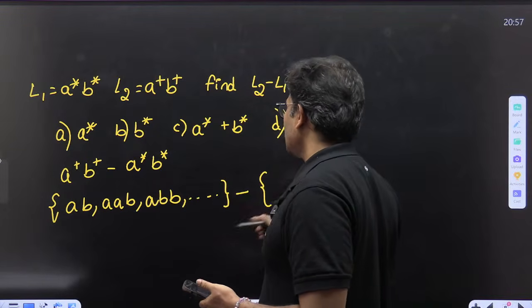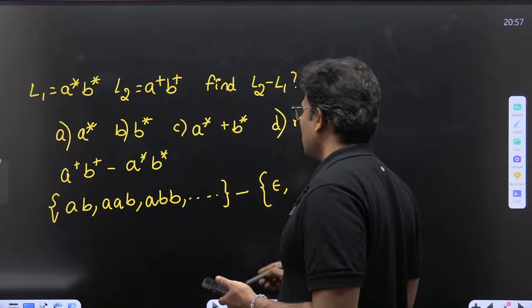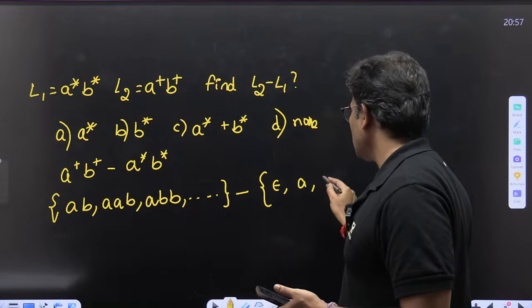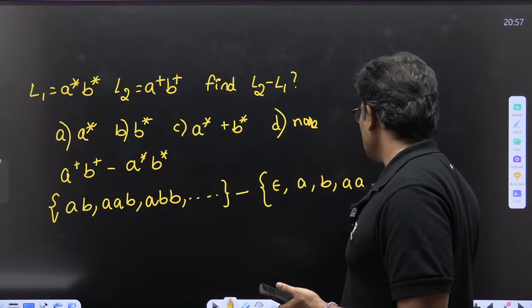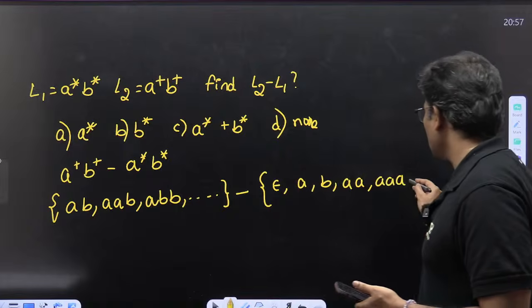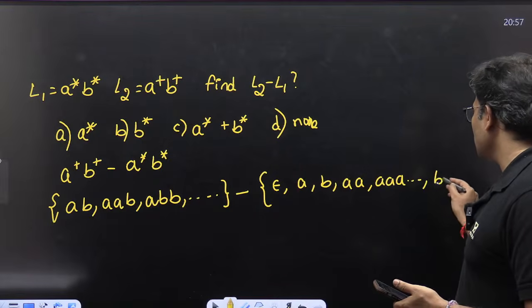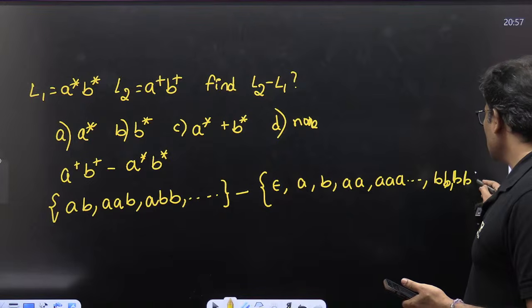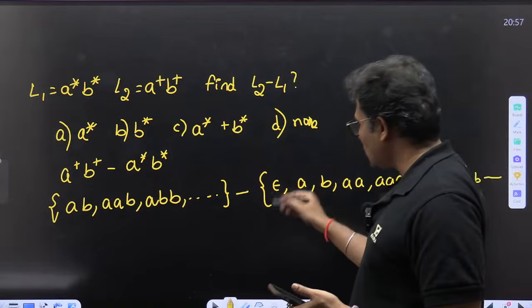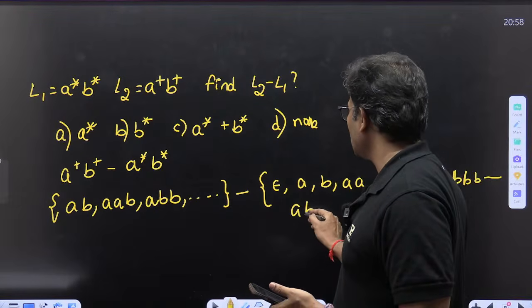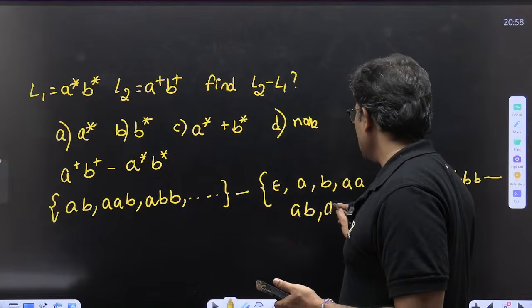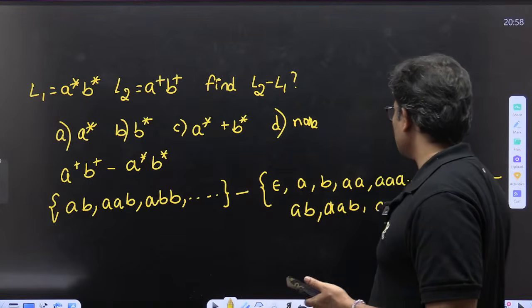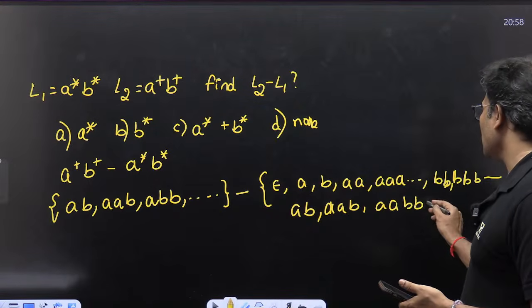What is A star B star? Epsilon, and A can be there, B can be there, and AA can be there, AAA can be there, and so on. Only A's can be there, only B's can be there, and also there will be AB, AAB, a combination AABB, and so on, right?